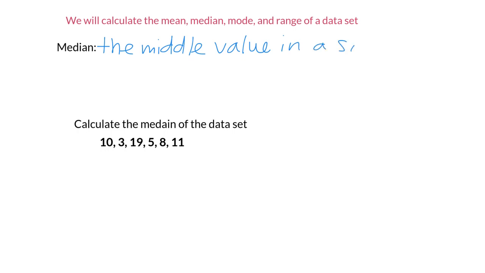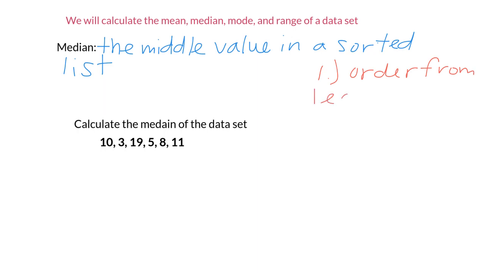in a sorted list. Okay, now I'm going to talk a little bit about what I mean about sorted lists. So the way we find median, and we're going to do these steps on this other side, like we did for mean yesterday. Okay, the first step that you are going to do with your data set is order the values from least to greatest.